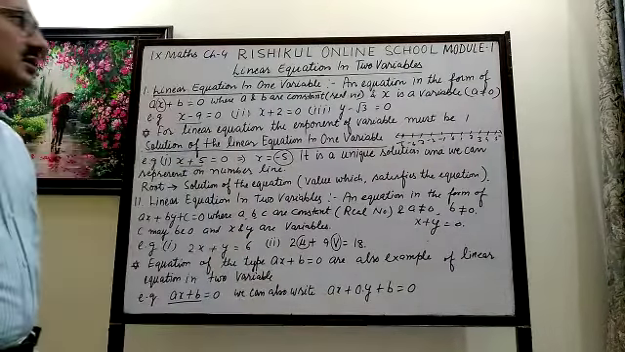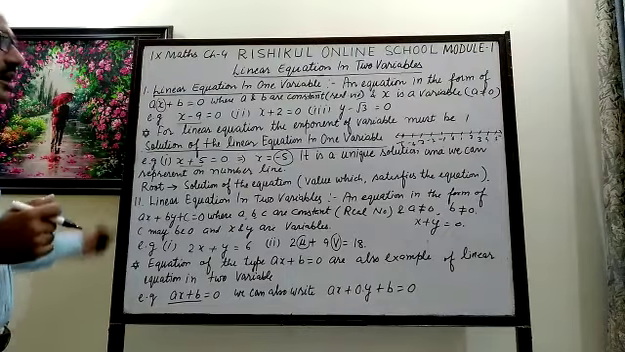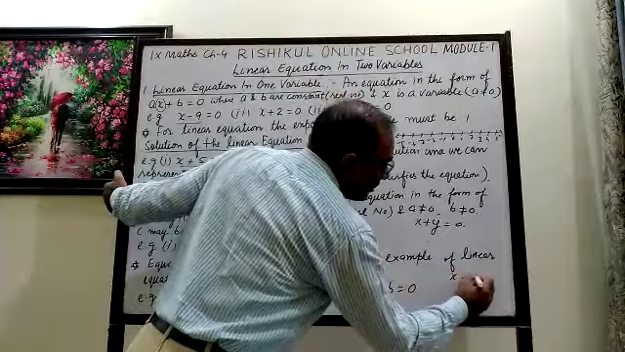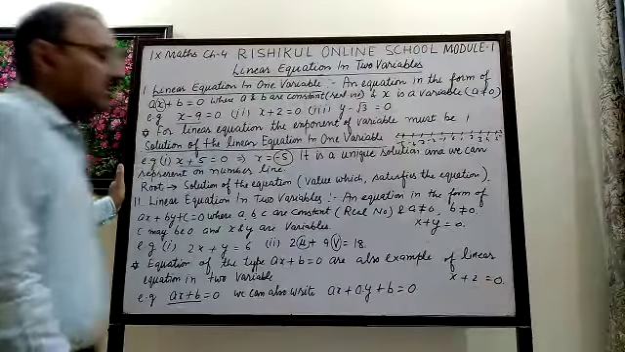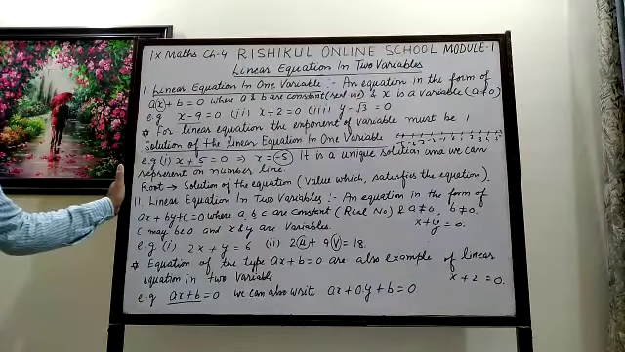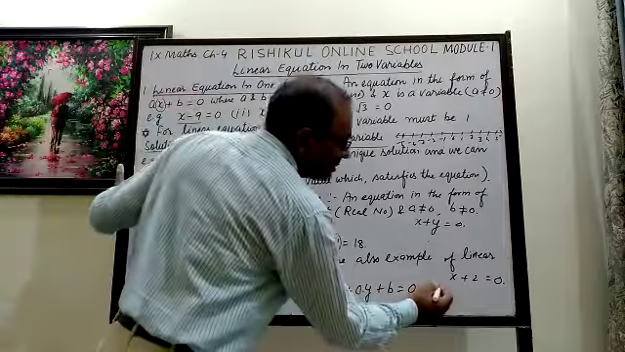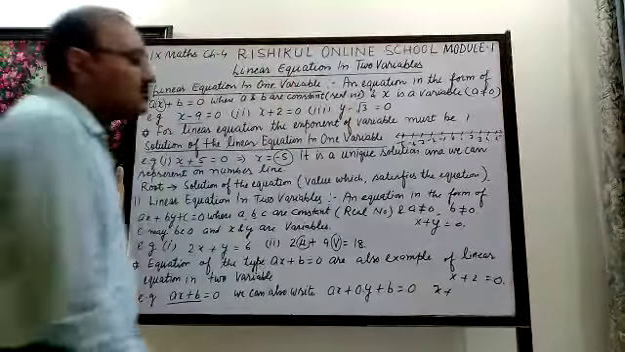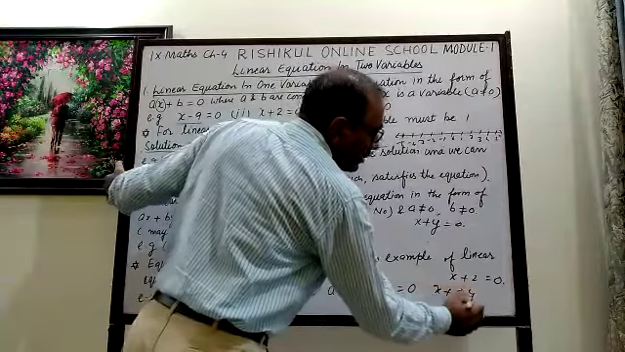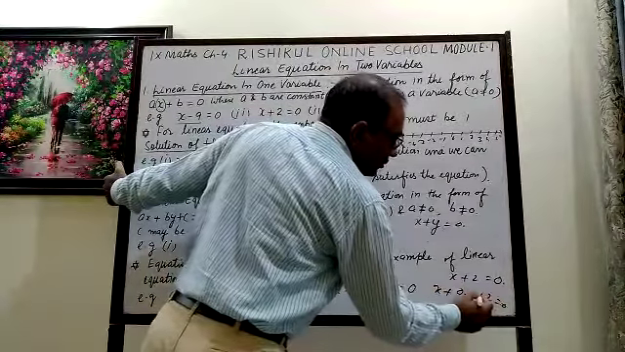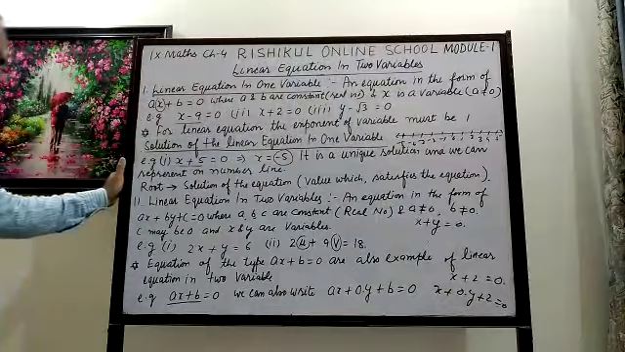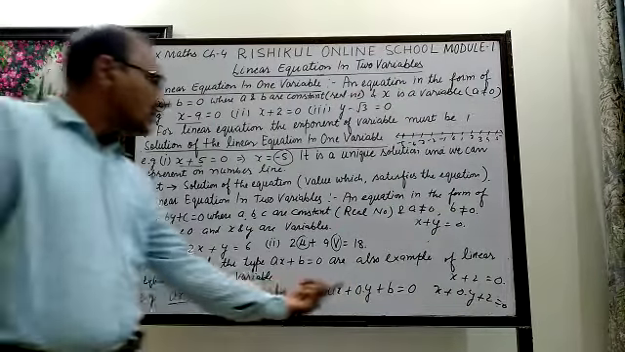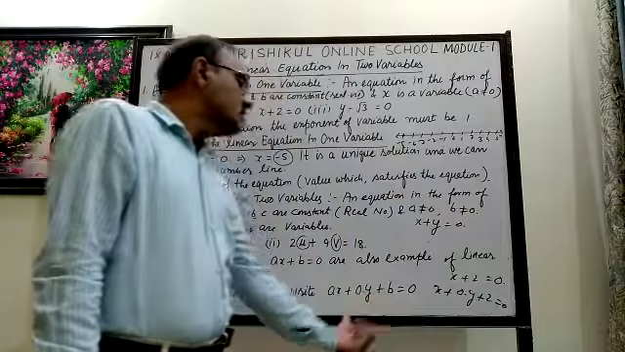But in your book it is given how you can convert this linear equation into two variables. So you can write like this: x plus, here the y variable is not there, so 0y you can write, plus 2 equal to 0. Clear? So a linear equation you can write in two variables like this.